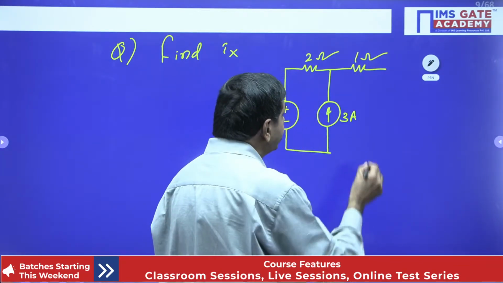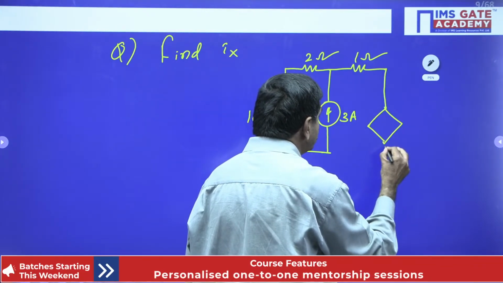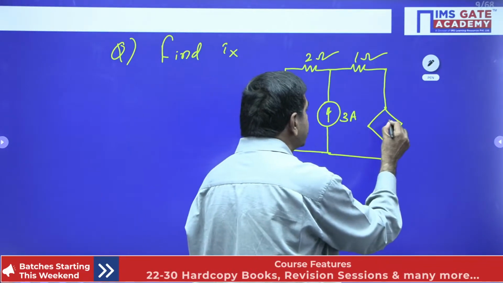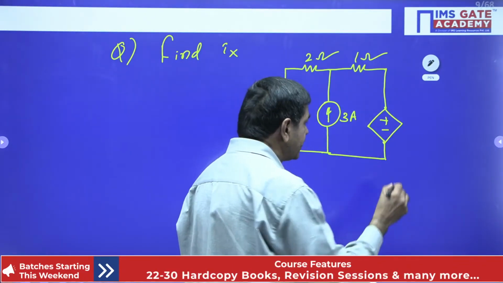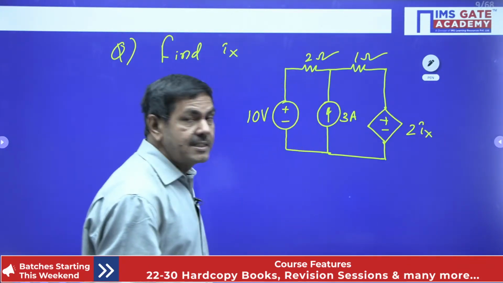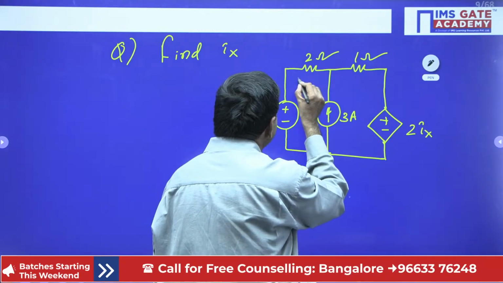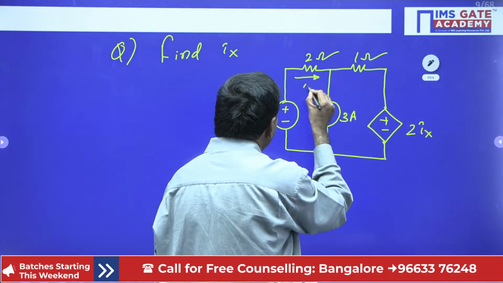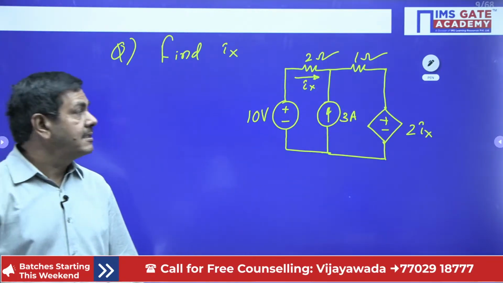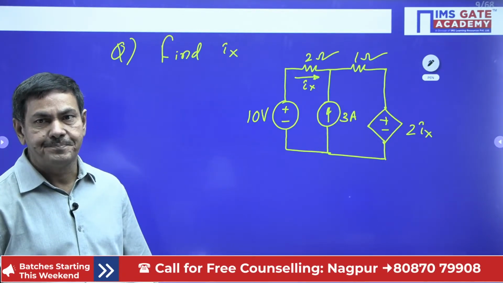And also one dependent source is connected here. That source is nothing but a voltage source. It is given plus minus. This is 2Ix. Sir, what is that Ix, sir? The Ix is nothing but the current across this 2 ohm. It is given. The current across this 2 ohm is nothing but Ix only. It is asking to measure Ix from the given problem. This is the given problem.